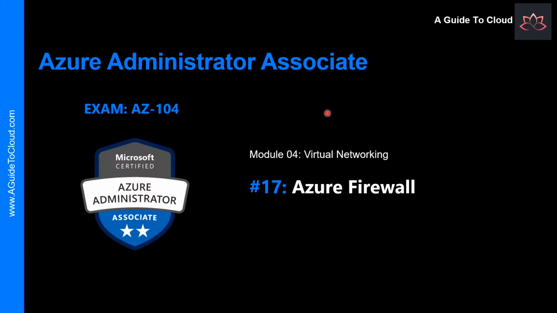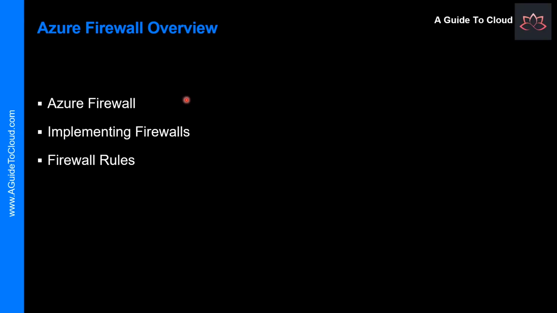We are at Module 4. We are talking about virtual networking. In this lesson, we're going to learn about Azure Firewall. So we will start with Azure Firewall. Then we will learn about how you can implement Azure Firewalls and what rules you can implement within Azure Firewalls. Without wasting any more time, let's get into it.